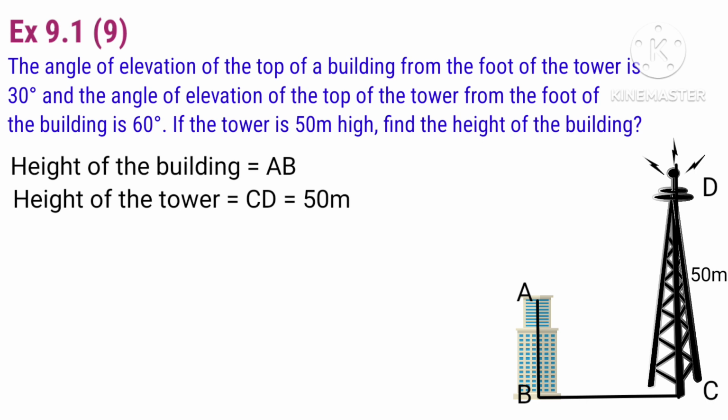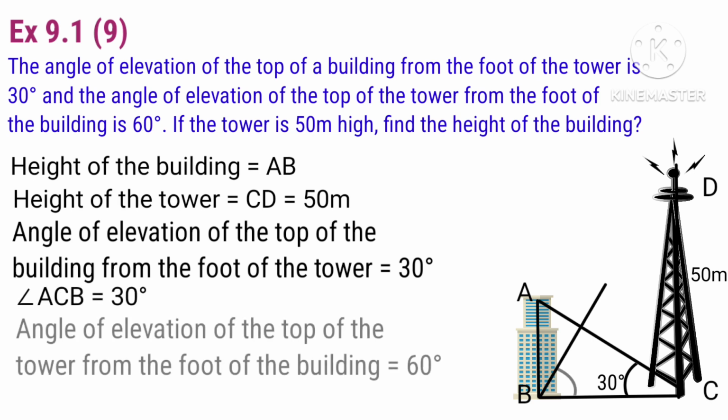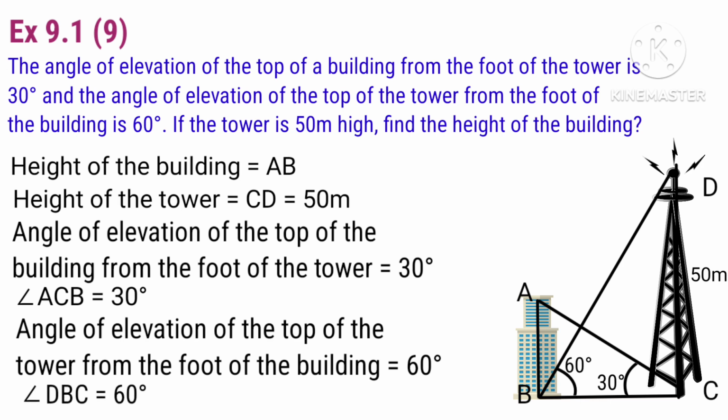They also given the angle of elevation from foot of the tower to top of the building is 30 degree. So angle ACB is 30 degree. அதே மாதிரி foot of the building ல top of the tower is 60 degree. So angle DBC is 60 degree. Now we need to find the height of the building. அதாவது AB என்ன அப்படி நம்ம find பண்ணணும்.